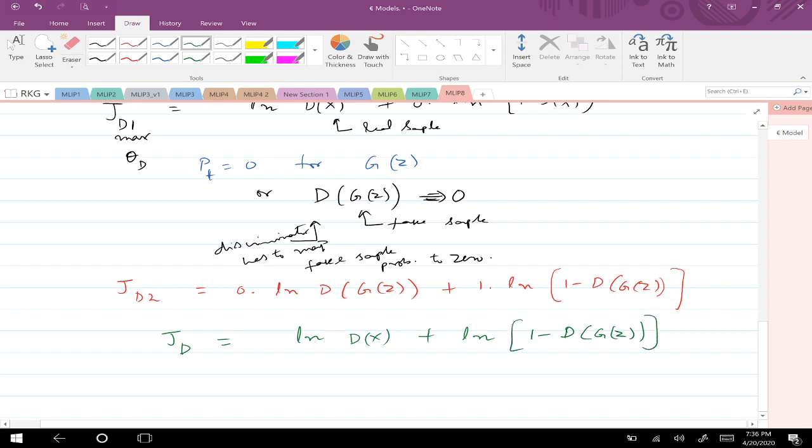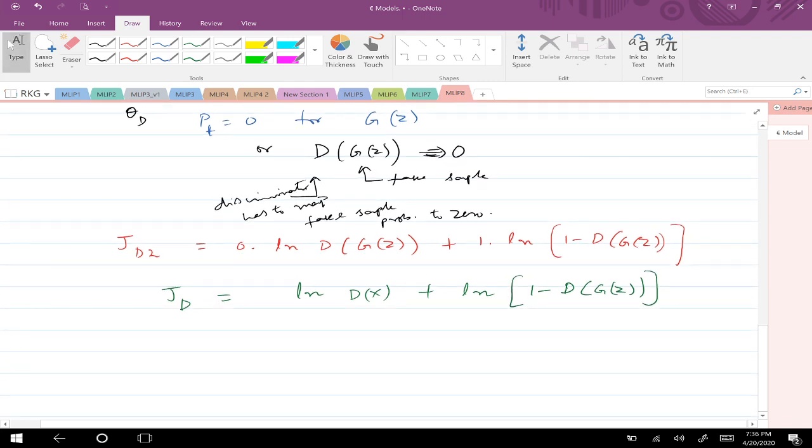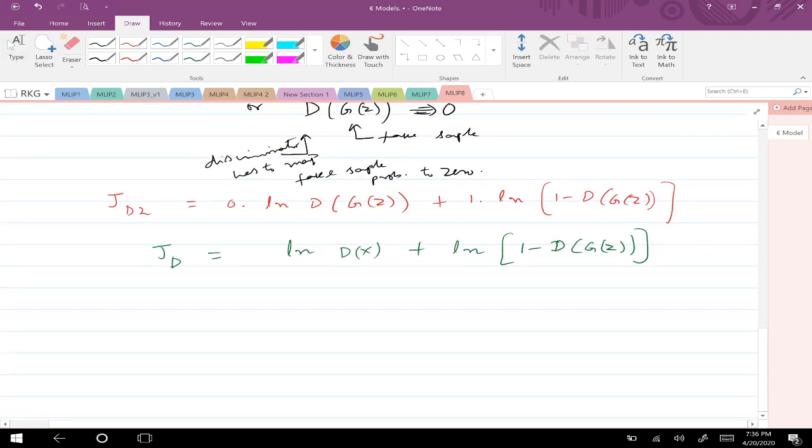That means the discriminator tried to say that a real sample is real and a fake sample is fake. The probability of a fake sample should be close to 0, whereas the probability of a real sample has to be close to 1. That's what the discriminator is trying to say. So with this cost function, the discriminator has to be maximized.